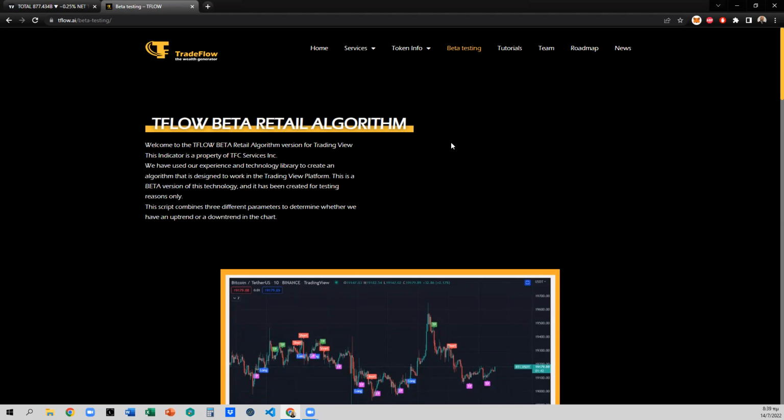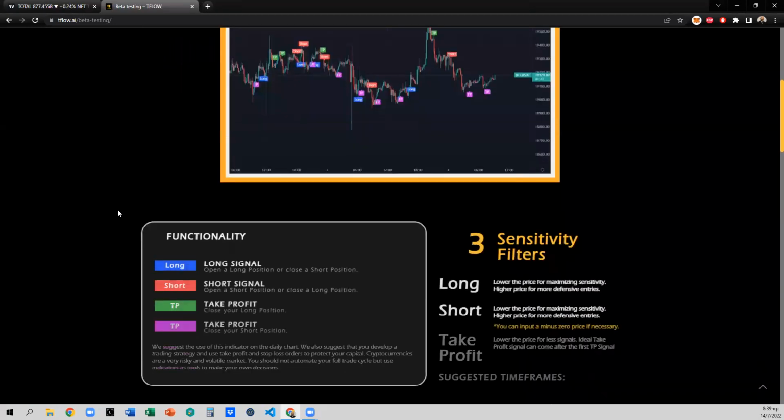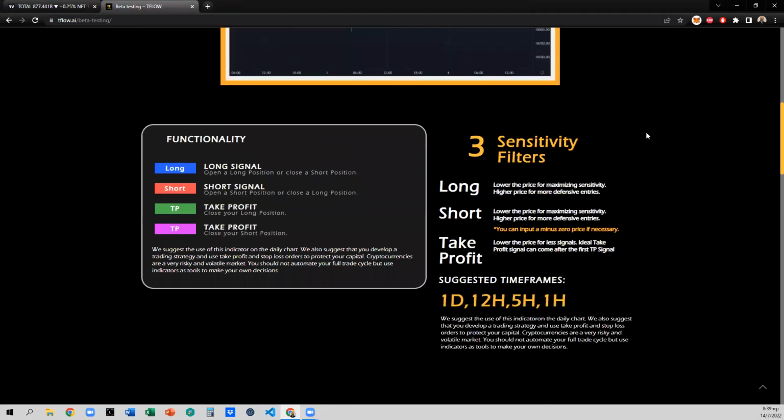Now, let me note that this is a beta version, which means that we are testing this technology, but it's at a very good level where you can use it as an analysis tool for your trading techniques and for your trading. So as a first step, you can go here and see that the algorithm has 3 sensitivity filters, which you can adjust. We do not suggest that you change any of the parameters.